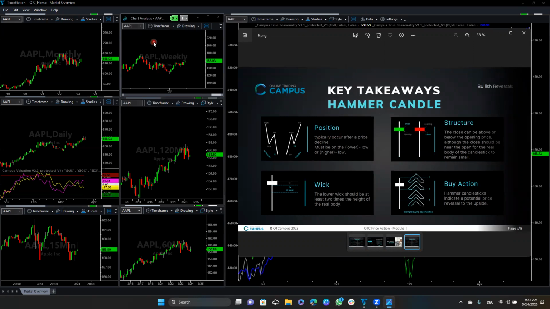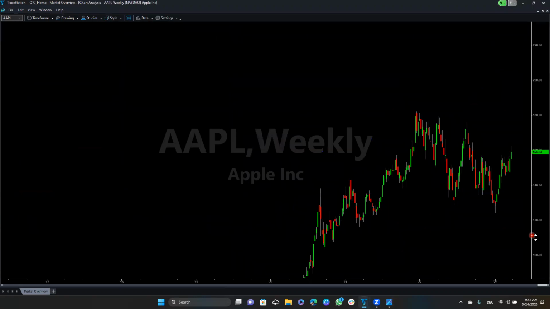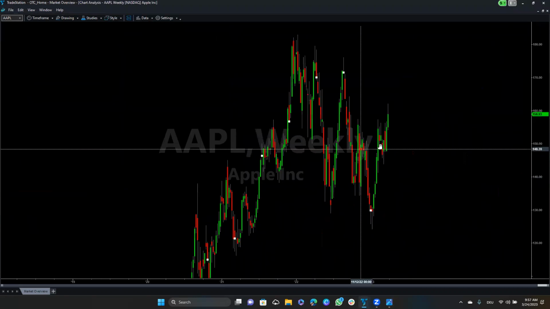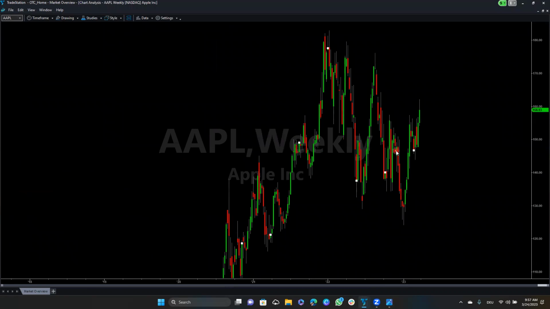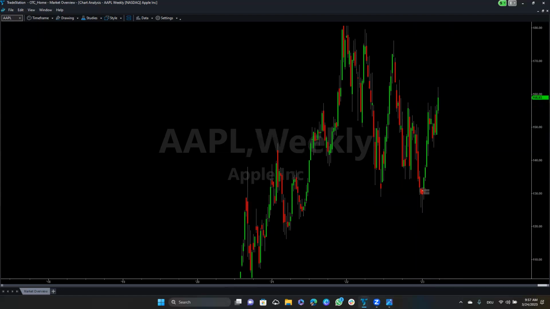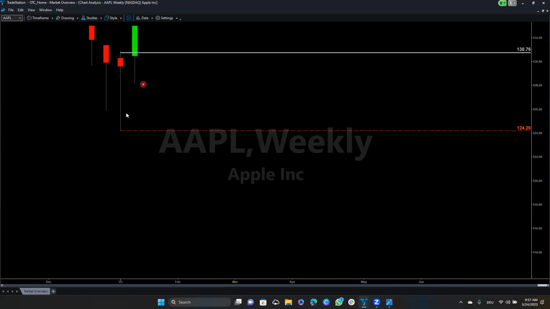This here is Apple. Let me open the weekly chart, and that's the same sample as in the theory, right? In the slides here, look at this. We have two hammer candles. Let's choose the last one here. I will work with the snap mode here for you guys.